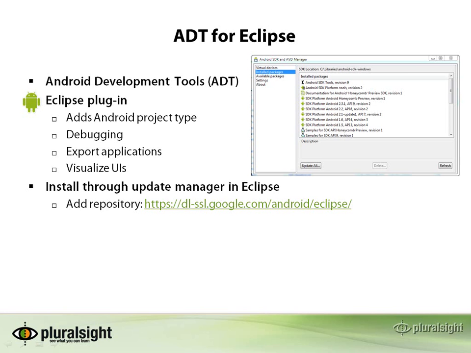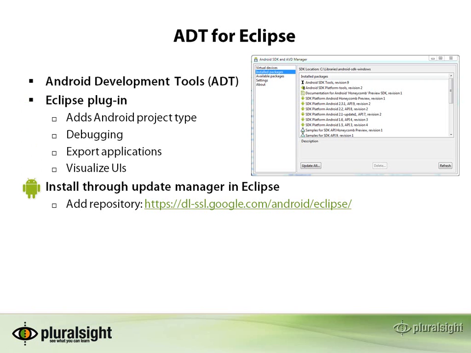It also gives us the debugging capability on an emulator or on a real device. We can export our applications, and we can even use the code obfuscation tool I talked about before, ProGuard, to obfuscate our tools. And it gives us some visual UIs that make it a lot easier to develop our user interfaces and to see what's going on.